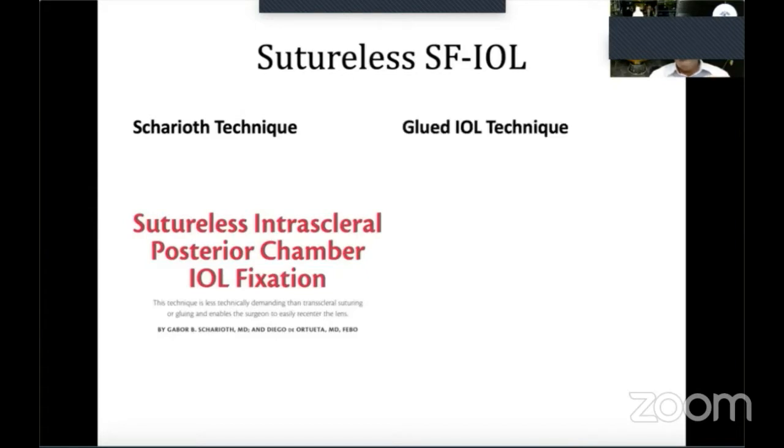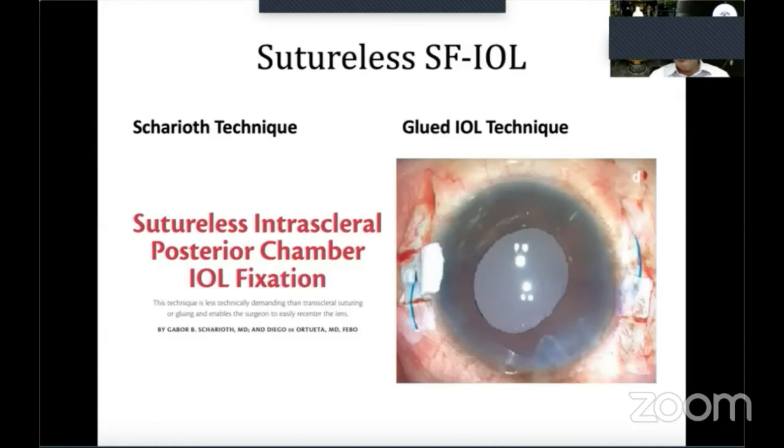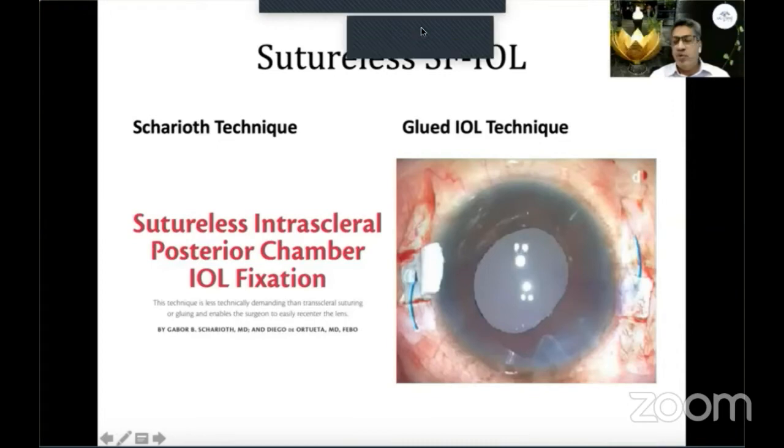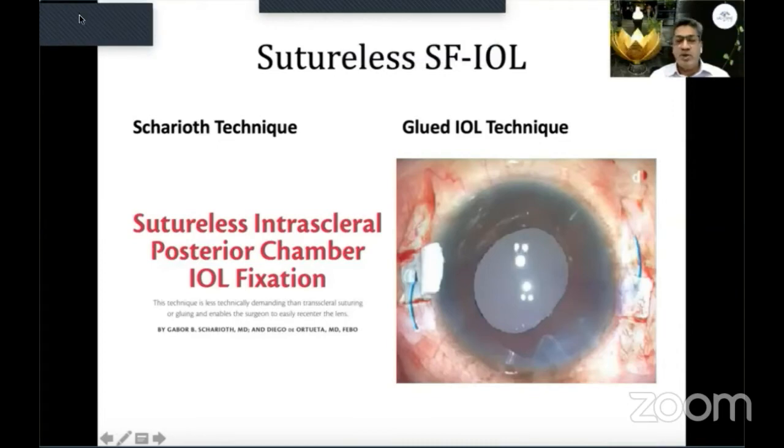And brilliantly, Dr. Amar Agarwal converted this technique into the glued IOL technique. Because most of the people were finding it difficult to put the haptic into that scleral tract, the small point where you have to enter. So it was very difficult for many of the surgeons. So that is where innovation comes, making it simple. Under a scleral flap, when you make a track here, it is very easy to insert the haptic and then glue the flap. So that is basically the glued IOL technique, which became popular across the globe.